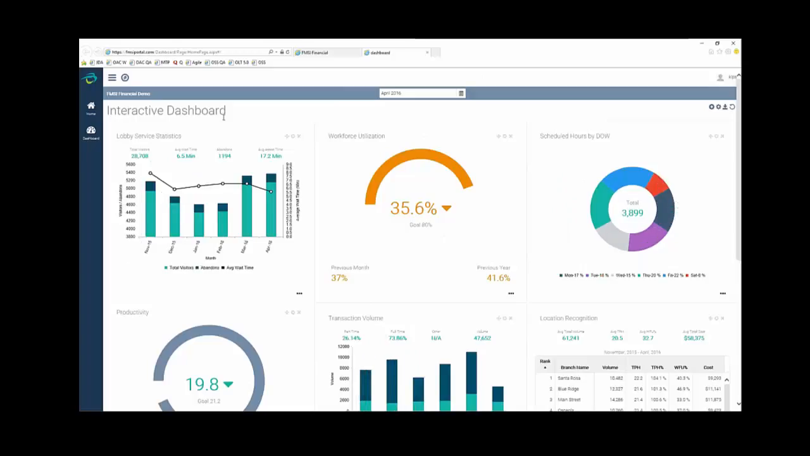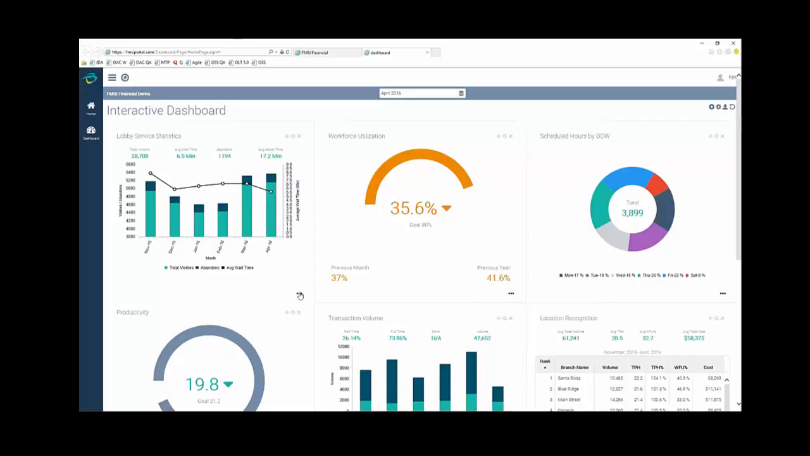Here on our dashboard, we're able to see lobby statistics over time. We can see how many visitors have been served, the average wait time, how many abandons, and the average assist time in minutes. So over time here, we can see that our visitors are trending up. Our wait times have come down over the last few months.